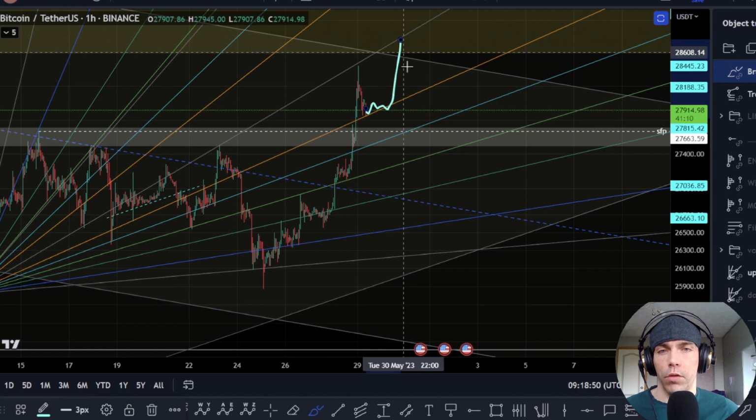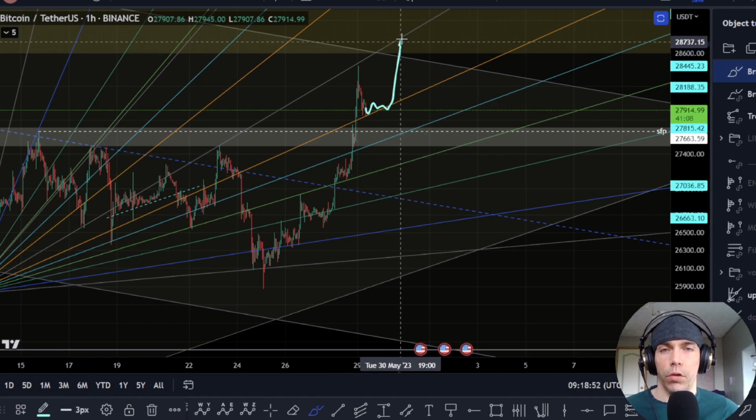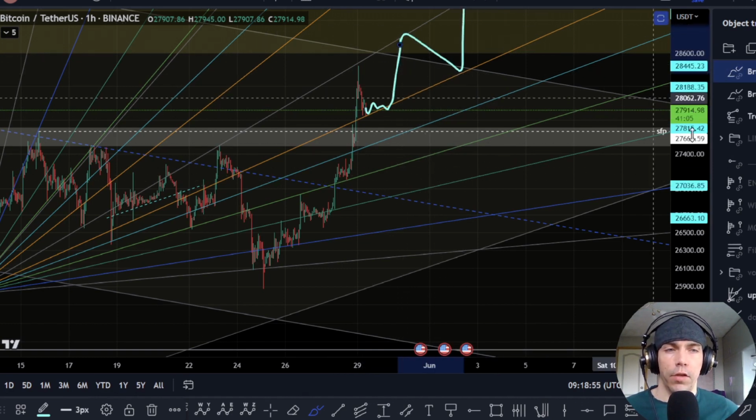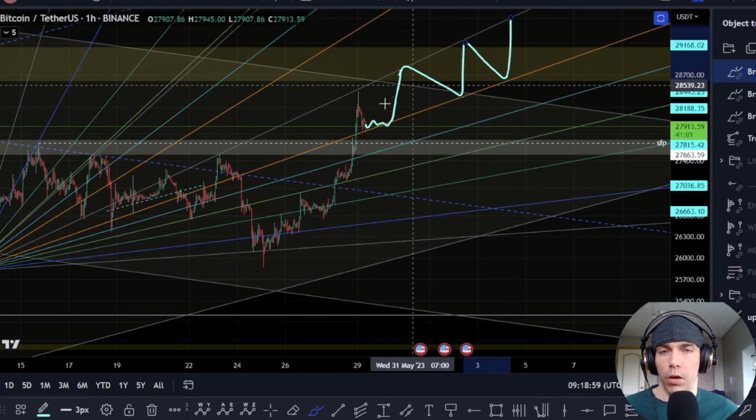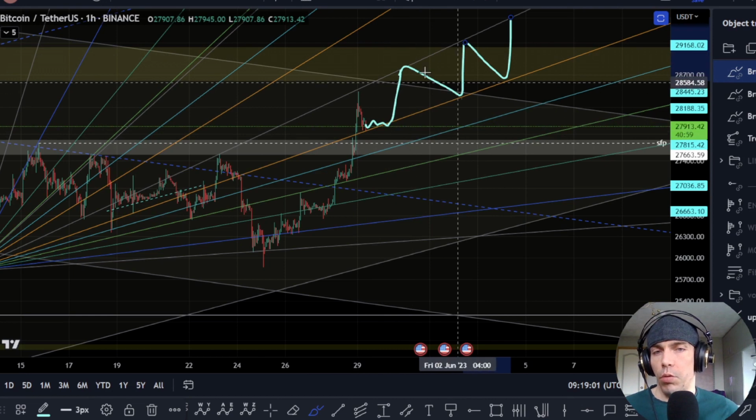If it does, this could tie in with that idea of seeing this continuation up here, and we could actually see these 4ths and 5ths bounce between these two lines here if we're going to see this play out in this way. So I would be keeping an eye on this.